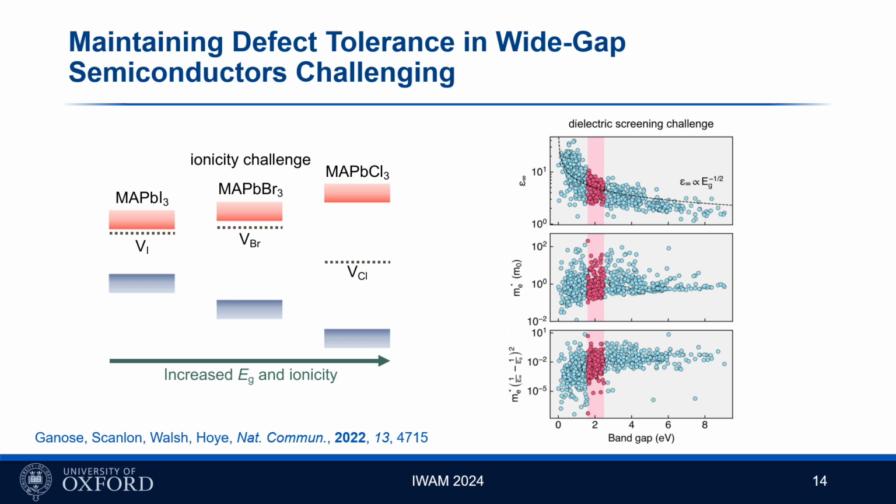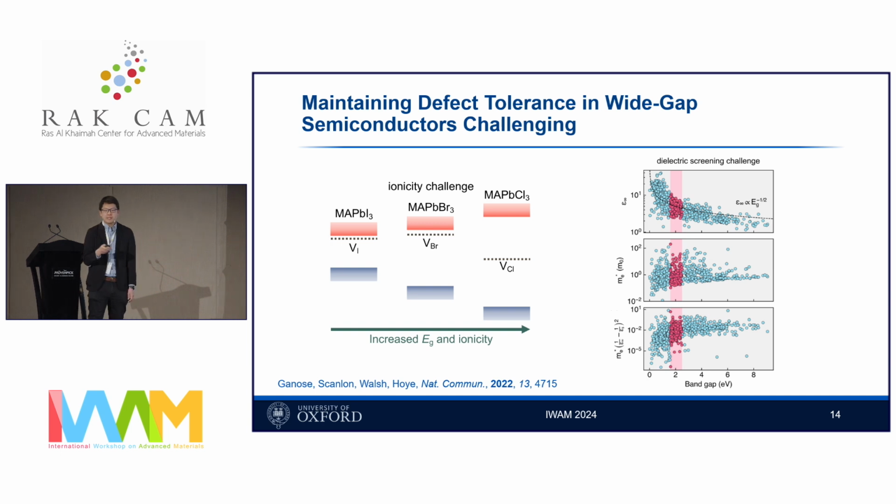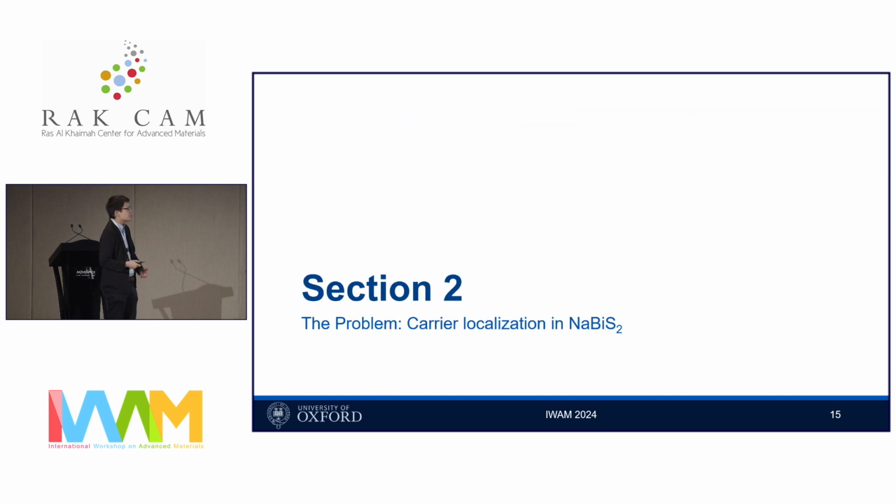So looking across a lot of different materials, we can see that as you increase the band gap, the electronic dielectric constant decreases. And that means that the ability of your material to coulombically screen out charged defect states becomes lower. And therefore, there's a greater likelihood that charged defect states can capture electrons and holes. And also the effective mass increases as well. So this also makes it more challenging to maintain defect tolerance. And band gap is an important factor. And there's other factors as well, but we don't really have time to talk about that.